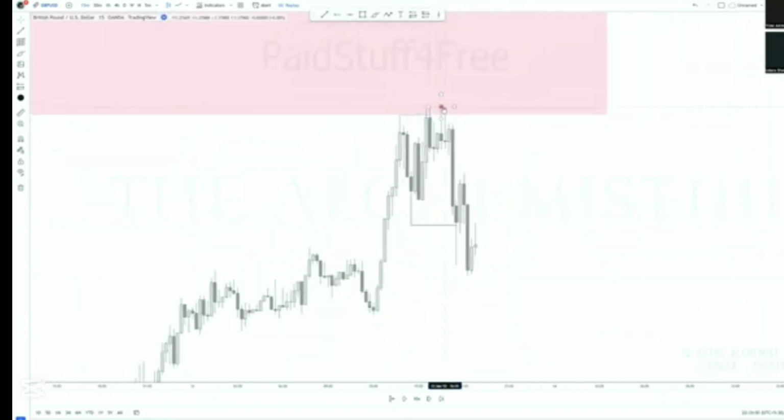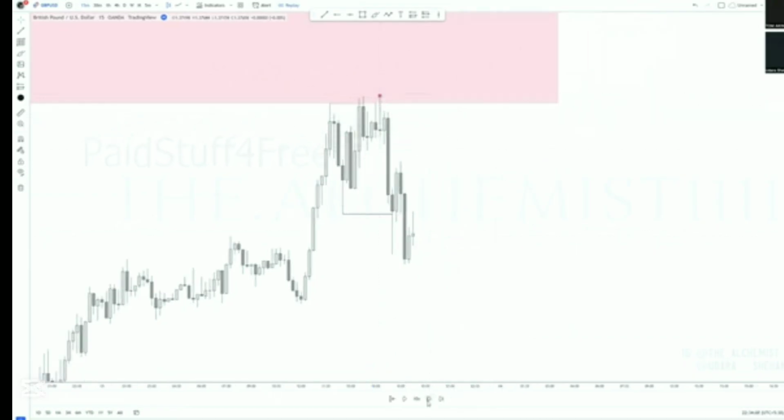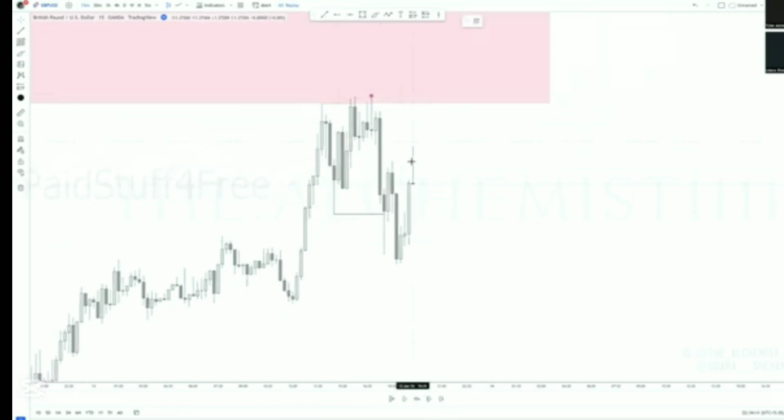Liquidity taken. Structure broken. So what is this? Strong high, right? This will be a strong high. How do you know the high has created the low of the range? You have to get a bullish breakout structure. Okay, low of the range.